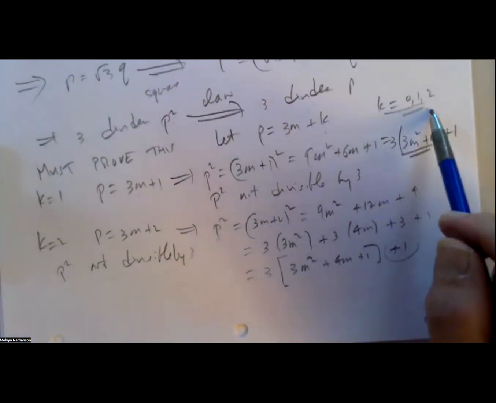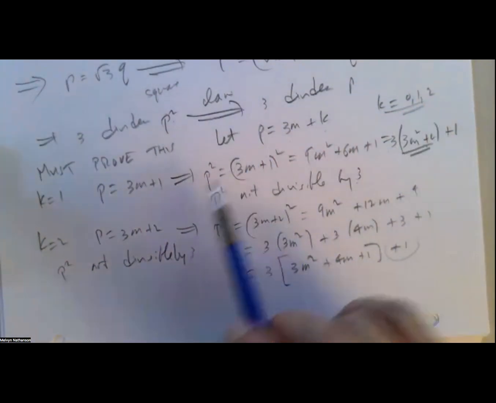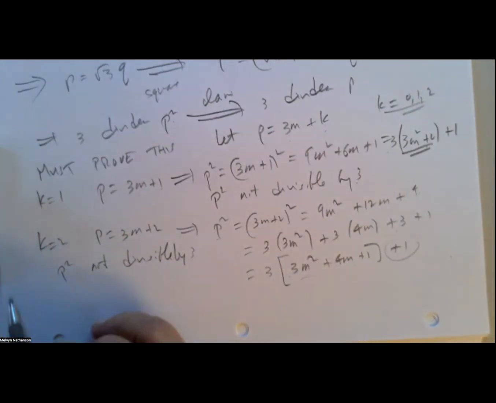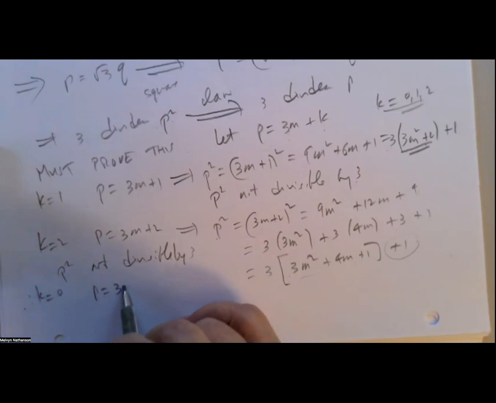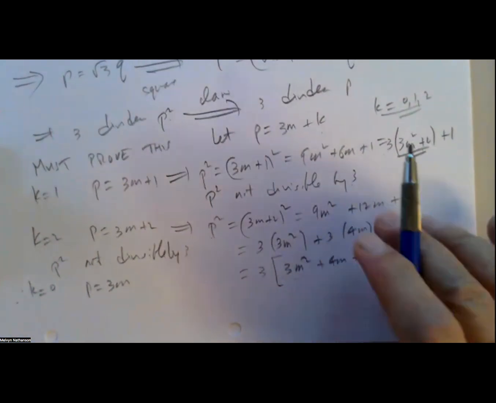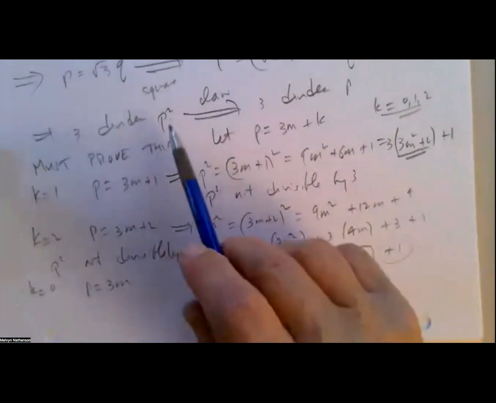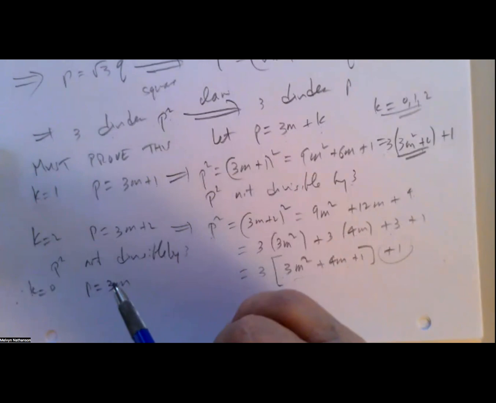So the remainder is 0, 1, or 2. If p squared is divisible by 3, the remainder cannot be 1 or 2. So therefore, k has to equal 0, and p is 3m. So what we just proved is that if p squared is divisible by 3, then p is divisible by 3.